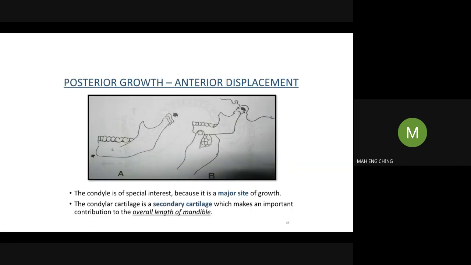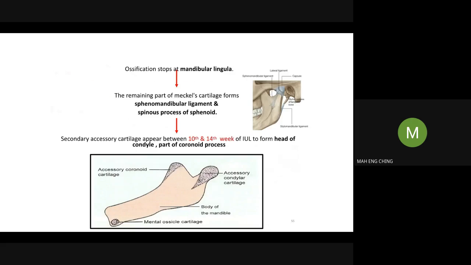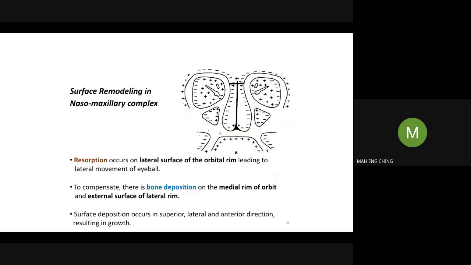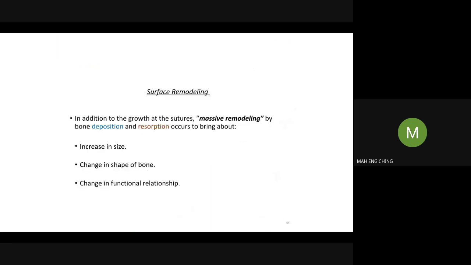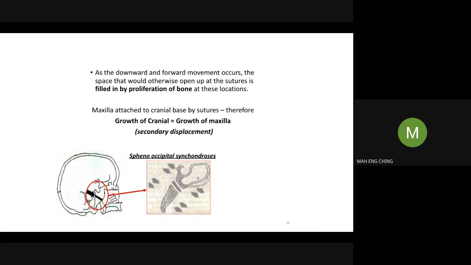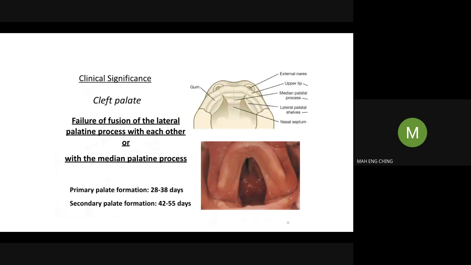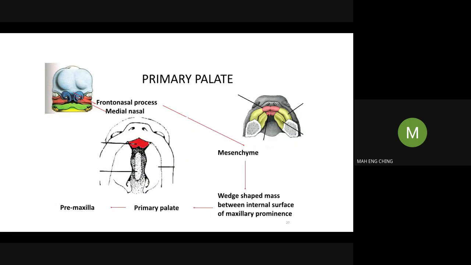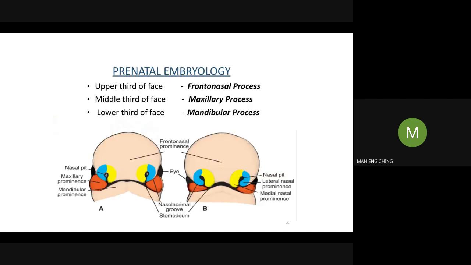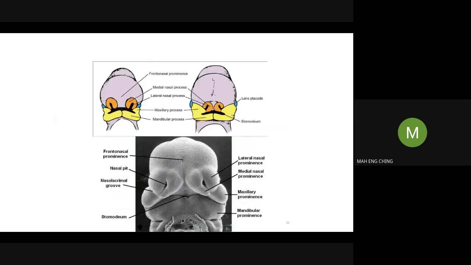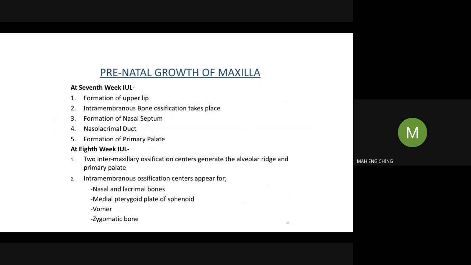Okay, I think with that we cover all the topics, the growth of the maxilla and mandible. So maybe we just summarize everything. For the maxilla, their growth is by intramembranous ossification, and it usually happens by remodeling and displacement. In remodeling, we have resorption and deposition, and in displacement, we have primary and secondary. And then this one is just prenatal growth.